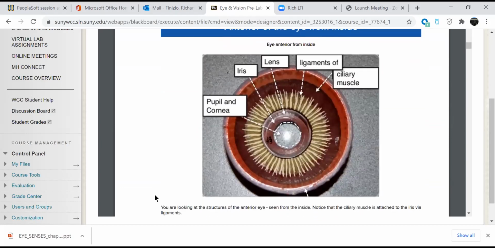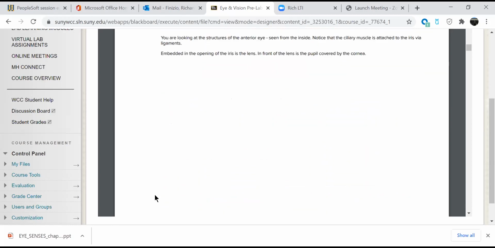Here we go. Here's more anterior from the inside. So now you're looking from the back of the eye out. So you can see the lens there. This is not the front of the eye. It's like looking from the back, from the inside. You can see the ciliary muscles, which are part of the choroid, the lens, and you see part of the iris, not into the neural layer yet.